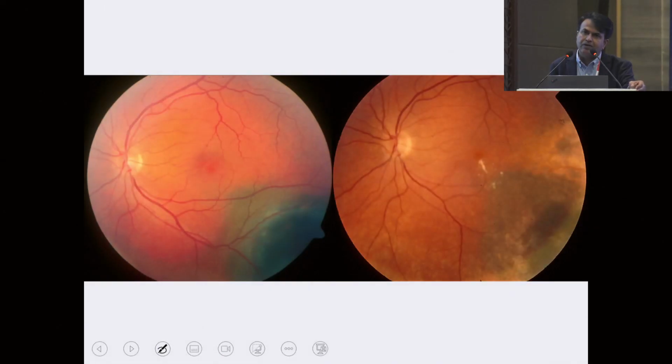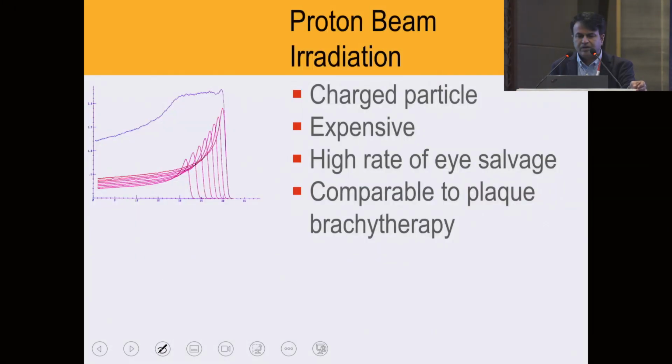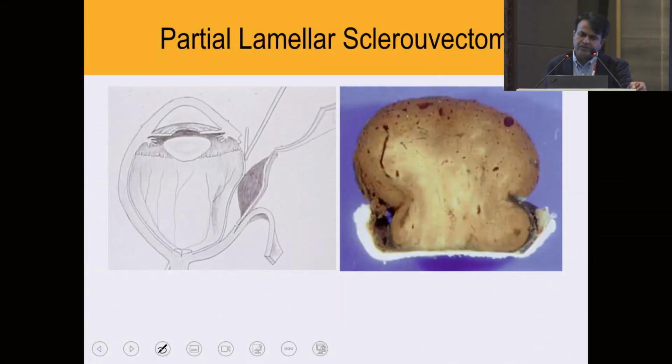It does have a complication in terms of radiation retinopathy that can be to a certain extent reduced by giving anti-VEGF injections at the time of removal of plaque, every 3 months for a year. These are some of the examples of plaque brachytherapy with reasonably good success. Proton beam is available in India, but it is very expensive. You don't use it often.